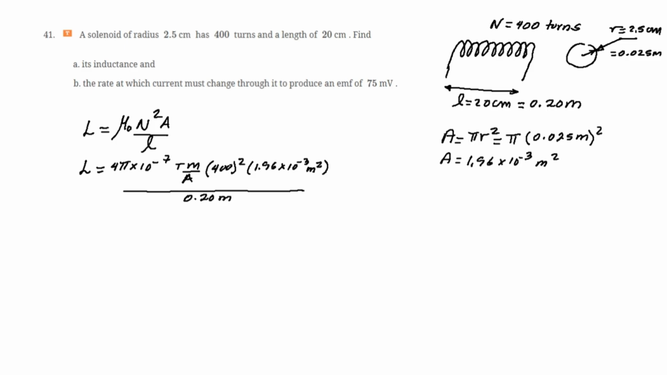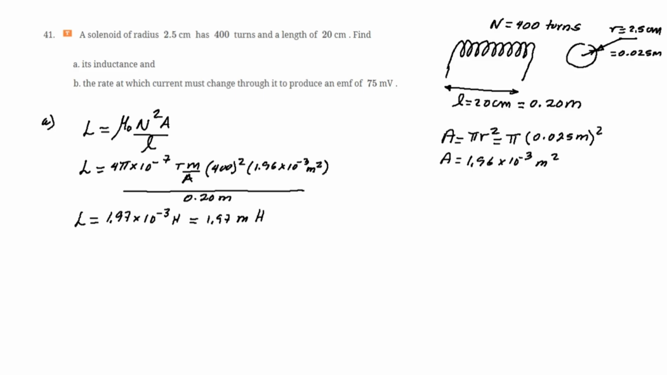So now when we calculate this inductance, we find that the inductance is going to be equal to 1.97 times 10 to the negative 3 henries, which is 1.97 millihenries. 1.97 millihenries. But this is only the first question.